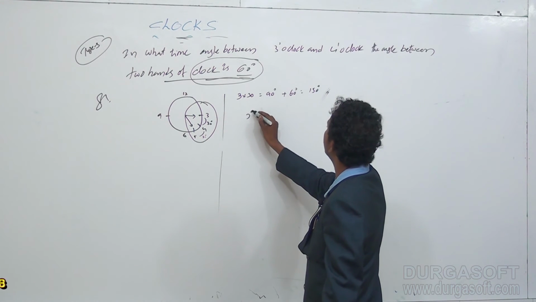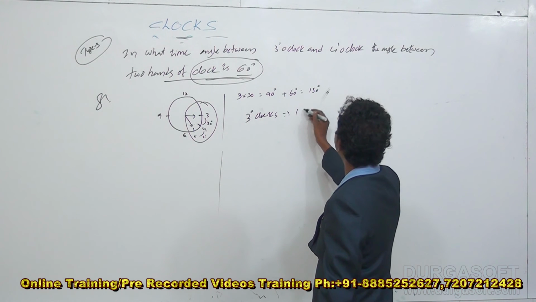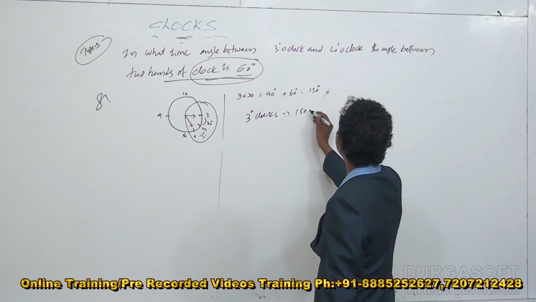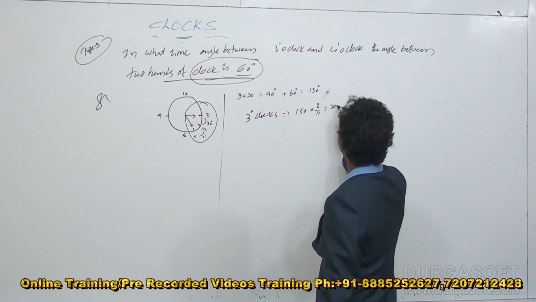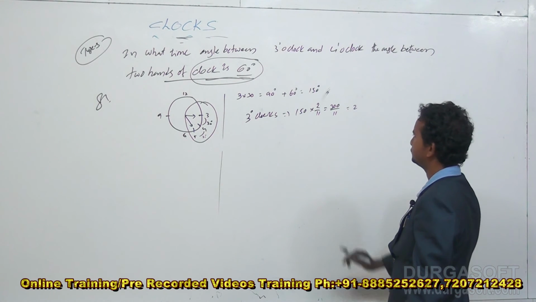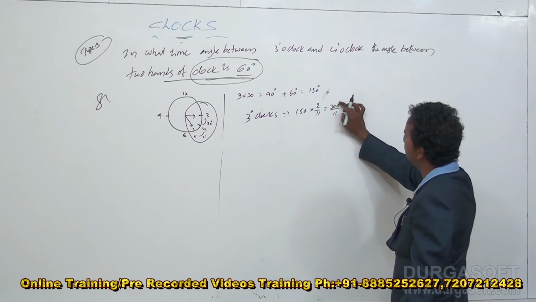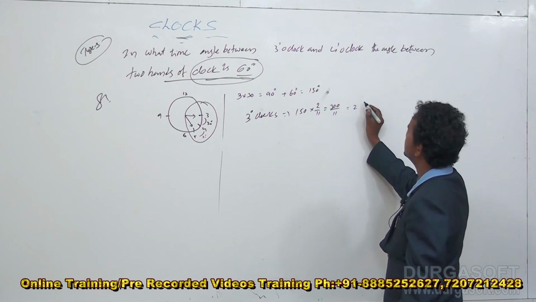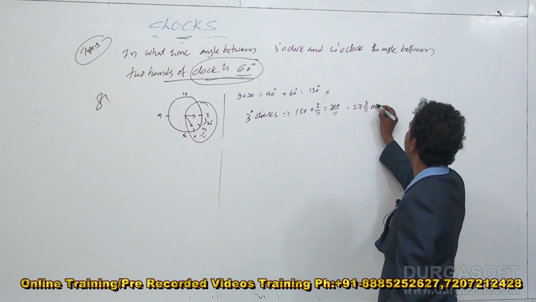Now at 3 o'clock, the time shows how many minutes? Nothing but 150 into 2 by 11, which is equal to 300 divided by 11. 11 2s are 22, 11 7s are 77, and 3 is the remainder, so 3 by 11 minutes will be required.